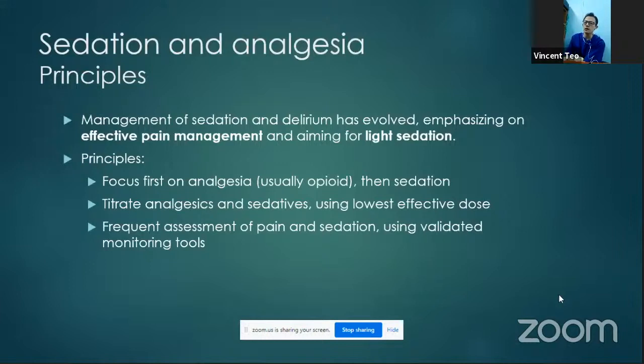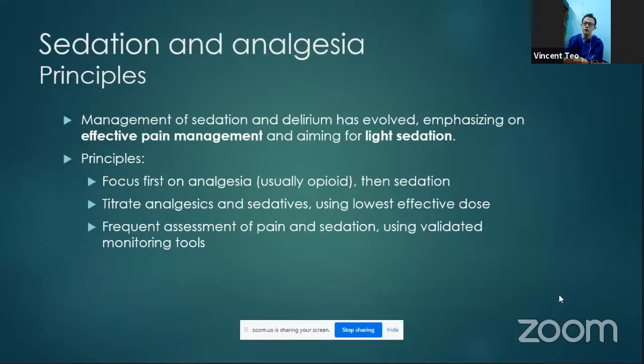So over the years, for non-COVID patients, before the era of COVID, the importance of sedation and analgesia has already been noted. The focus has evolved towards effective pain management, with the aim of light sedation. So the principle is mainly to start the patient on analgesia, which commonly in our case we use opioids, which is fentanyl and morphine. Then once the analgesia is well achieved, we continue with sedation.